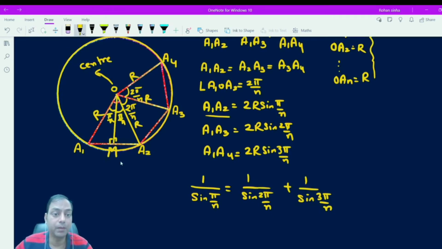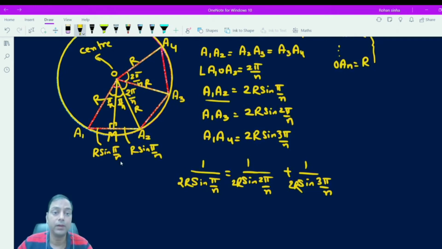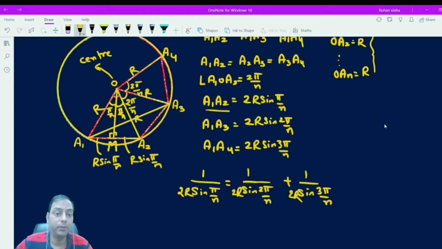Now let us draw a perpendicular from O to A1A2. So this OM is perpendicular. So this A1M is equal to R sine pi by n. And what about this A2M? Again, this is R sine pi by n. So this is 2R sine pi by n. So simply putting here 1 upon 2R and 2R. Now A1A2, A1A3, A1A4. A1A3 is equal to 2R sine 2 pi by n. Similarly, let us draw a line from A1 to A3, and similarly A1A4 is 2R sine 3 pi by n.